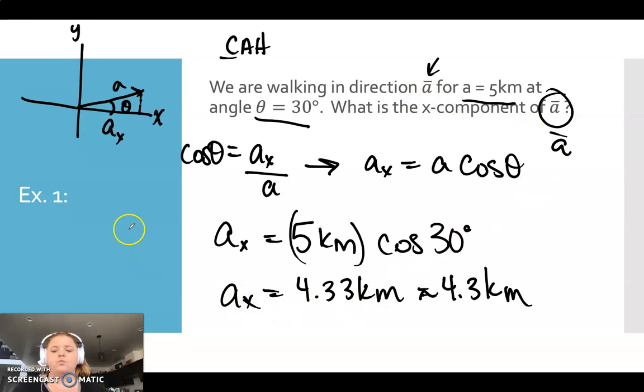So if we wanted to know the y component of A, we would do something similar. So our a sub y would be right here, and we would say, okay, we want to know opposite, so that's going to give us sine theta equals opposite, or a sub y over A. And we do the similar process to find a sub y. Okay?